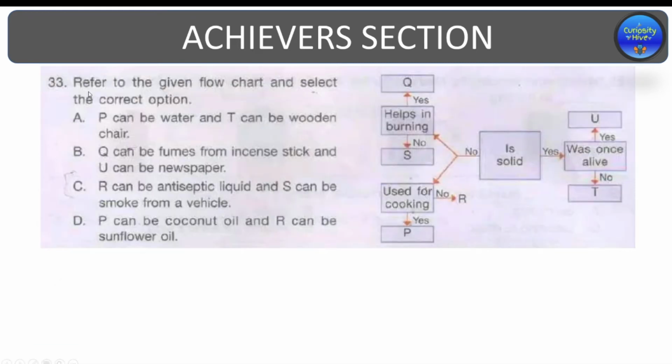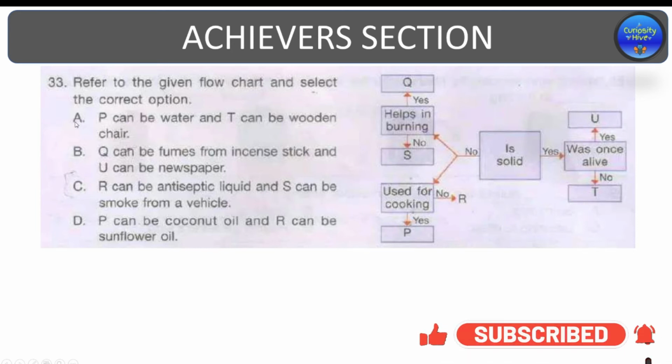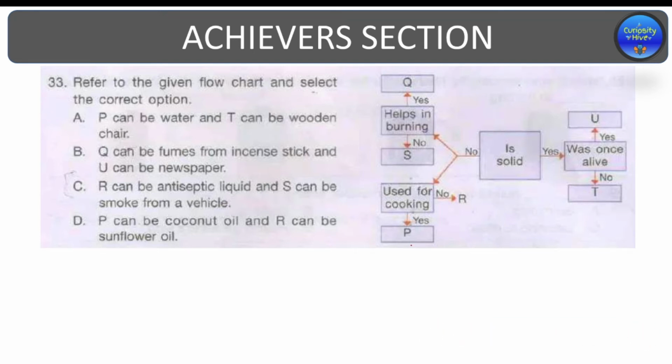Next question. Refer to the given flow chart and select the correct option. Now this is a flow chart given. You have to look at the options and choose which holds true based on the conditions of the flow chart. Let's look at the first one, which says P can be water and T can be wooden chair. P is here. So is water used for cooking? It is. And T is here. So T is solid? Yes. T was once alive? No, wooden chair was not alive. It is the tree that is alive.